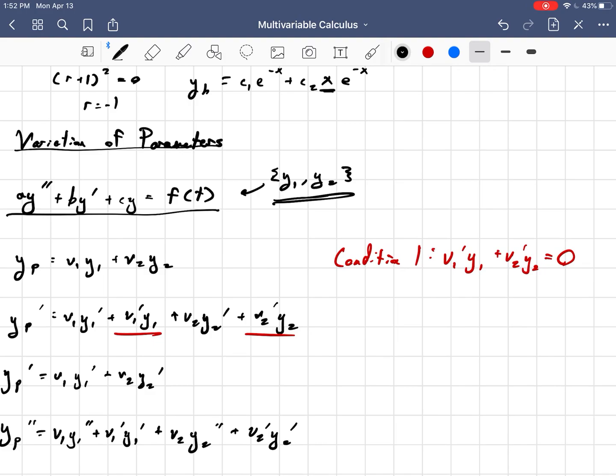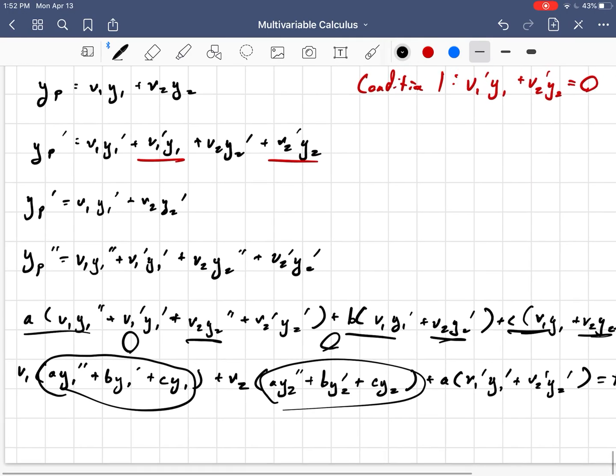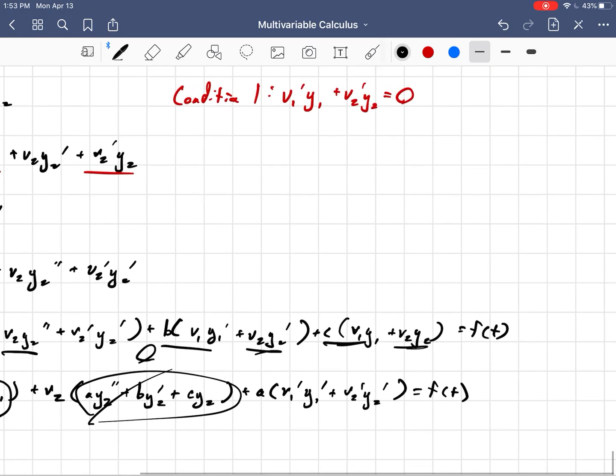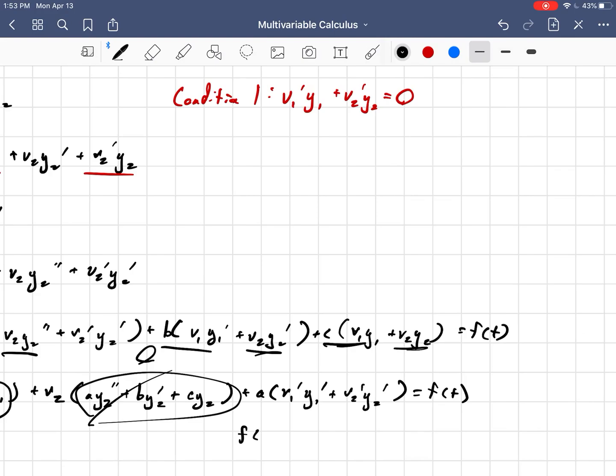This is 0 because y sub 1 and y sub 2 are solutions to the homogeneous equation. We assume them to be solutions to ay double prime plus by prime plus cy equals 0. So when we plug in y sub 1 and y sub 2, we're going to get 0 because they're solutions. So that's gone, that's gone.